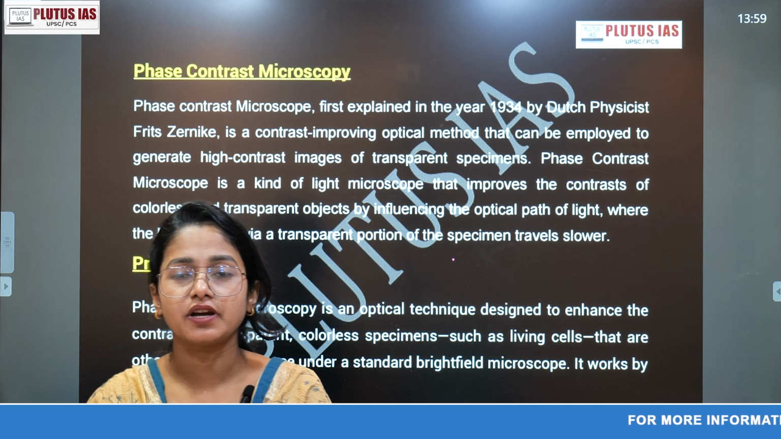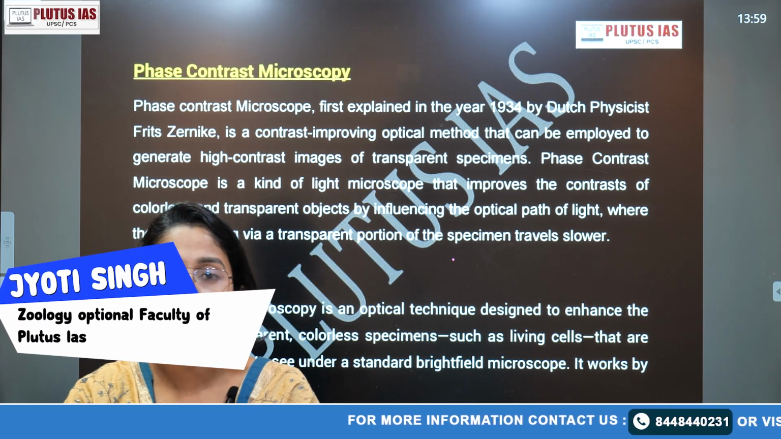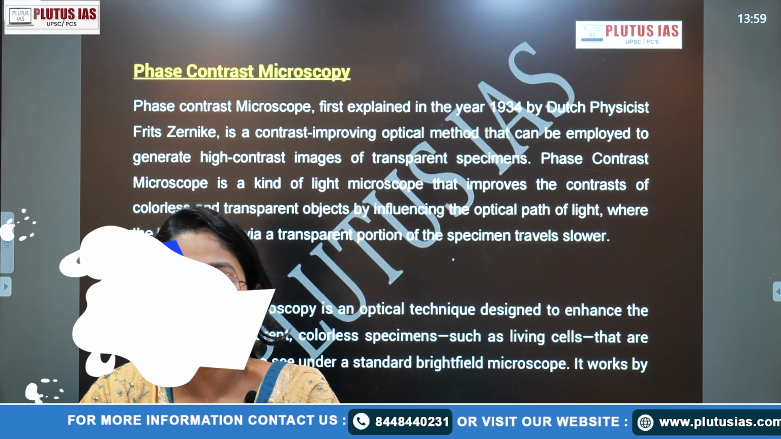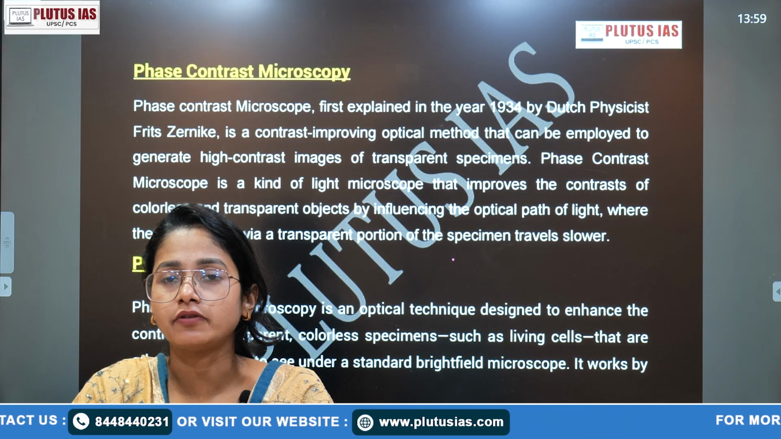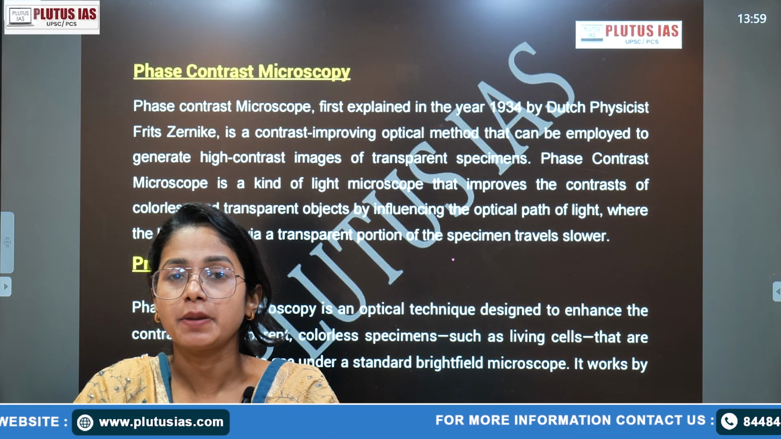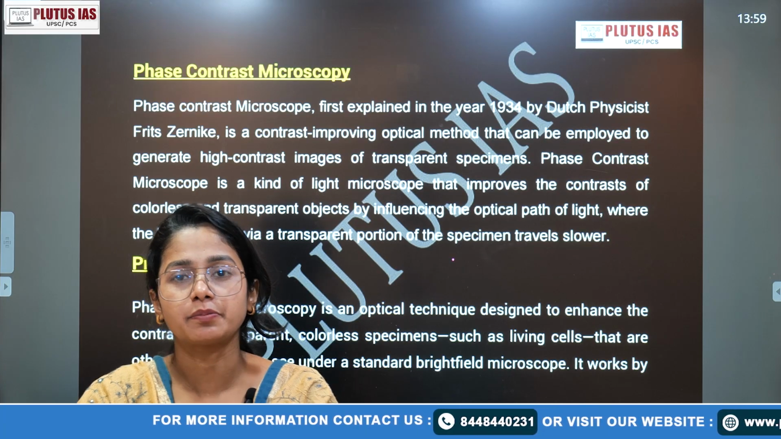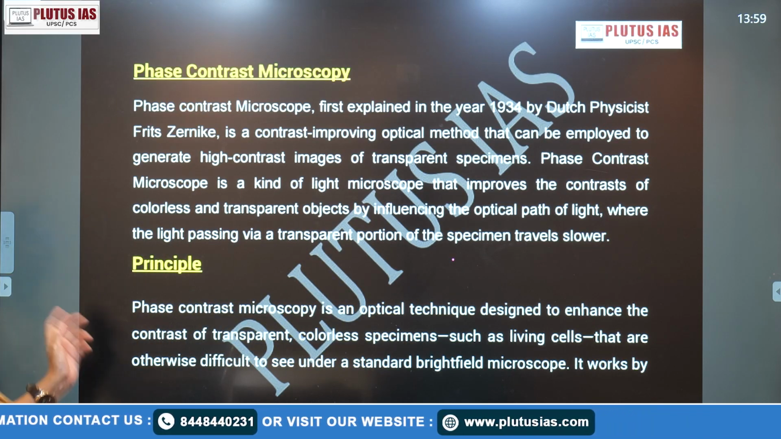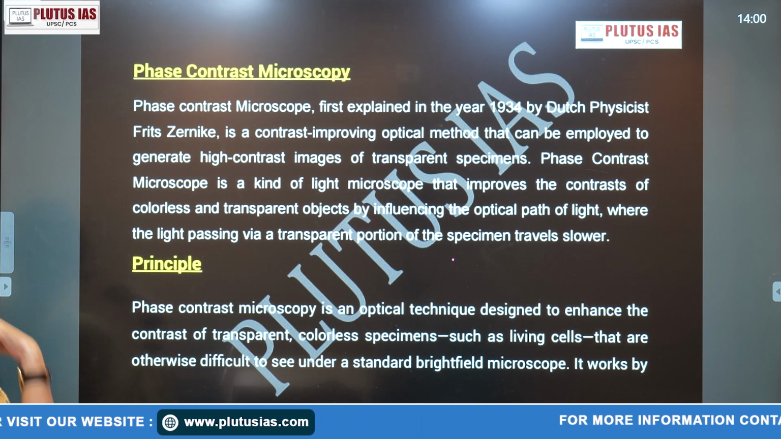Hello everyone. So today we are here again to talk about one of the topics of the geology optional paper UPSC. Okay, so today we are going to cover one of the topics of paper 1 of the geology optional paper, and the topic is phase contrast microscopy.